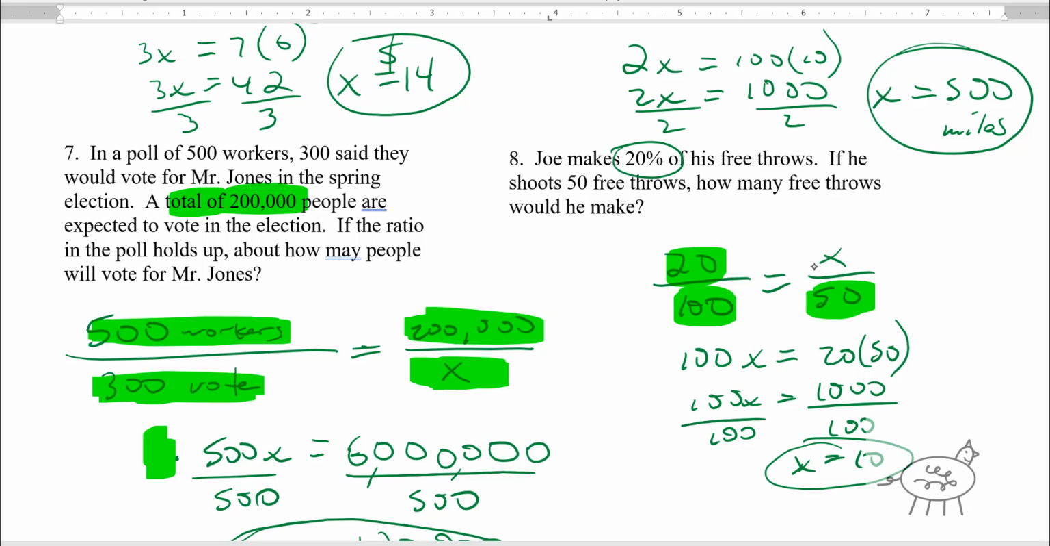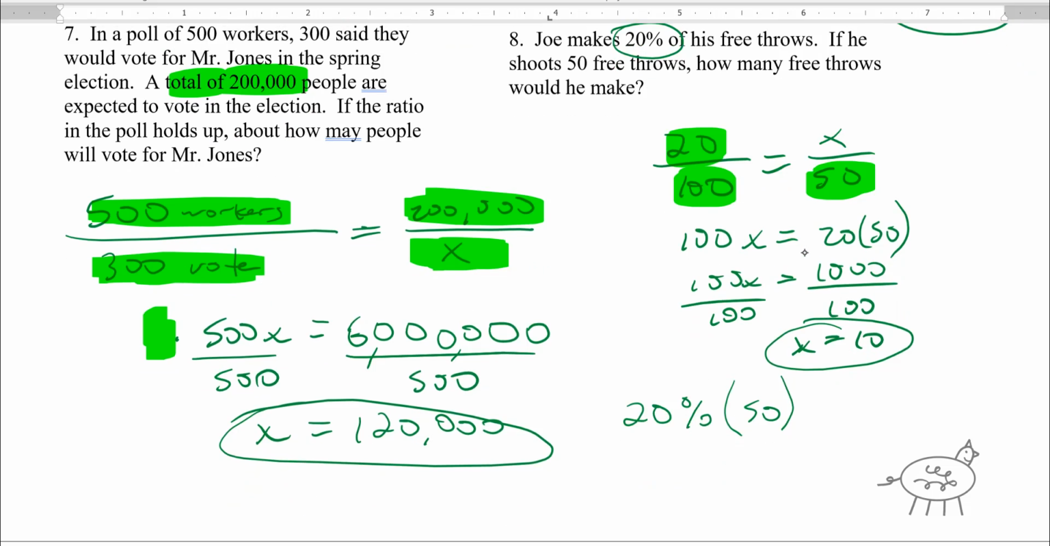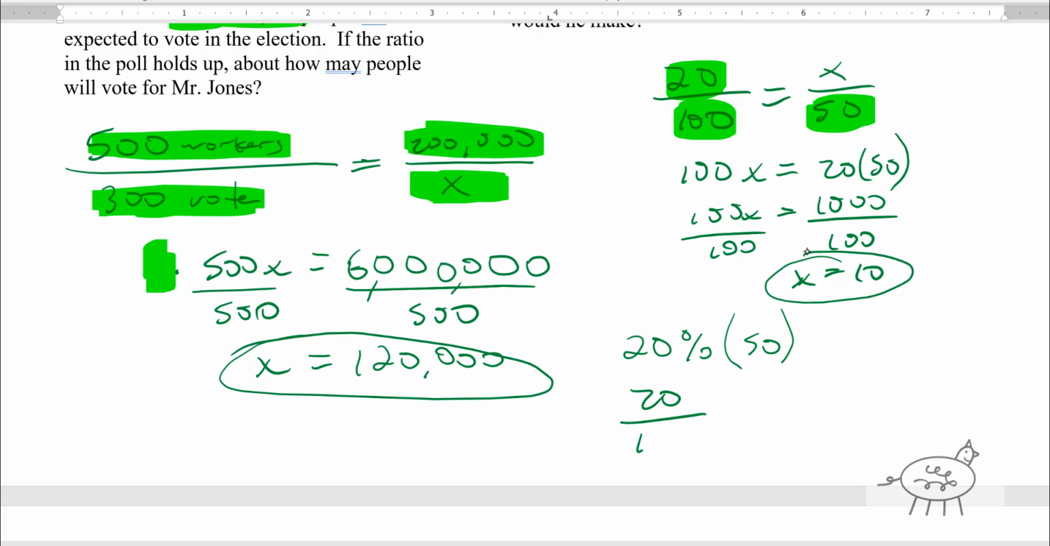A faster way to do this problem is this way. If Joe makes 20% of his free throws, you're basically saying, what's 20% of 50? Actually, 20% is 20 out of 100 times 50. That's just another way to do it fast. You get the same answer. If I do 20 divided by 100 times 50, I get 10. So no matter how you do it, that's the setup for it.